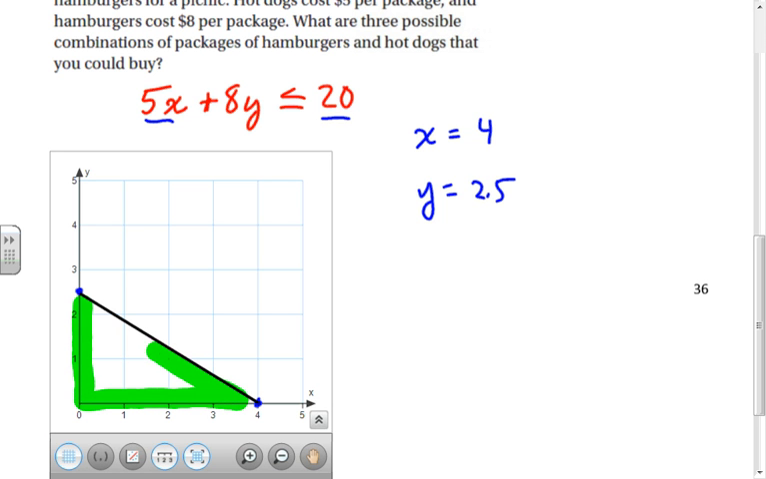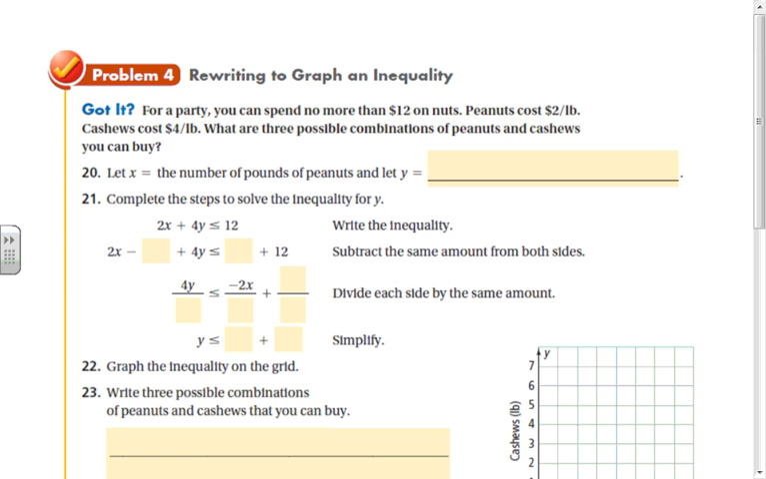All right, and so I need 3 possibilities here of hamburger and hot dog buns. And so anything in that shaded area is a possibility, like right here. And x is my hot dog bun, so that means I could have 2 of those and 1 of the hamburger buns. That's a possibility. And I could also have 1 of each. That's in there. I could have 0 hot dog buns and 2 hamburger buns. So any of those are possibilities. All right, you go ahead and try that on the next problem.